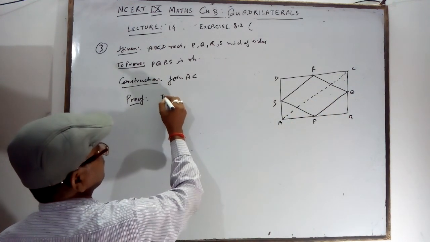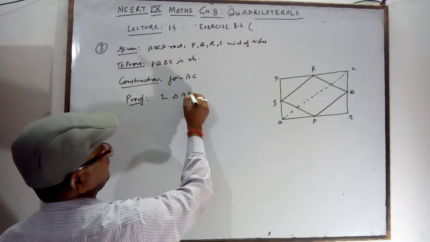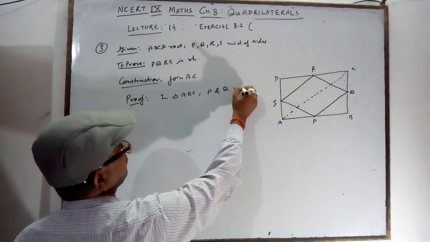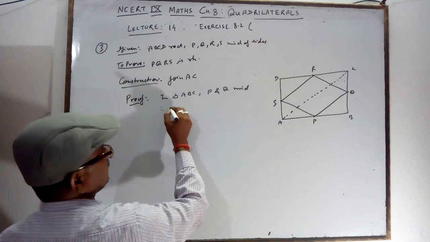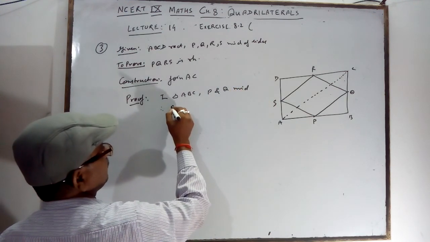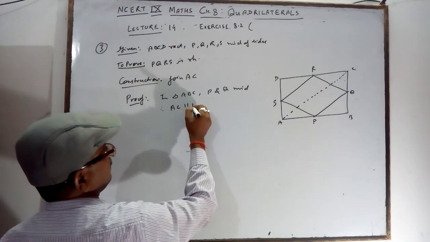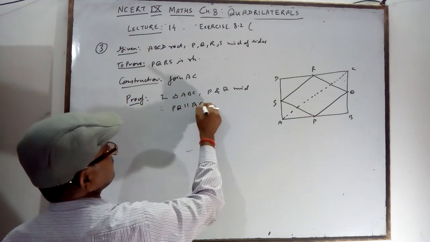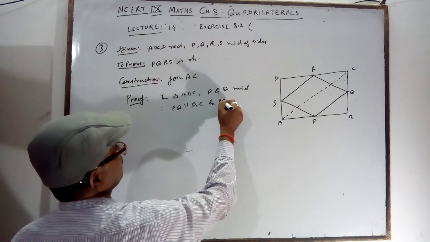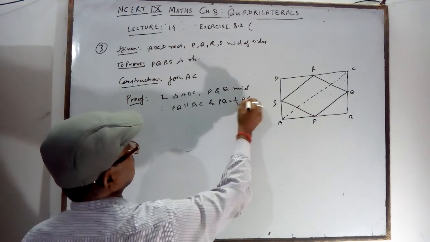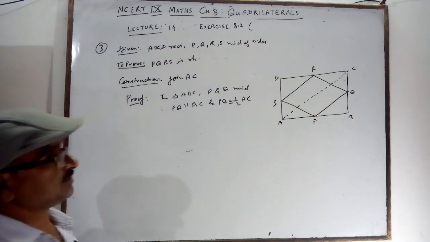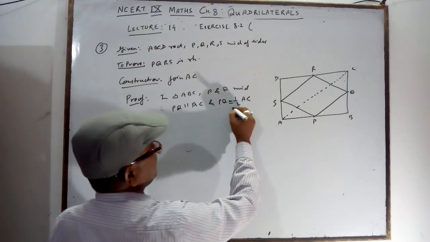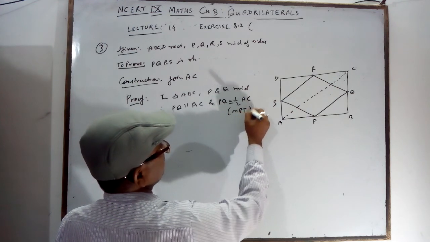Proof: in triangle ABC, P and Q are midpoints. Therefore, PQ is parallel to AC and PQ is equal to half AC. First you prove it is a parallelogram. It is by the midpoint theorem. First one.